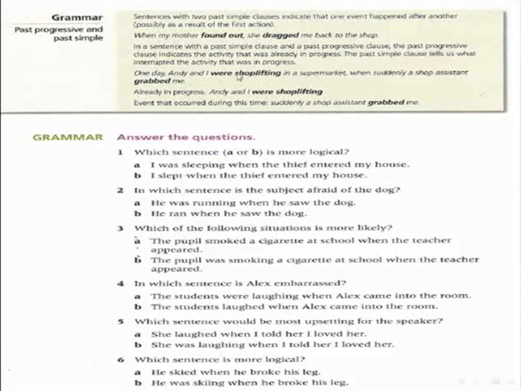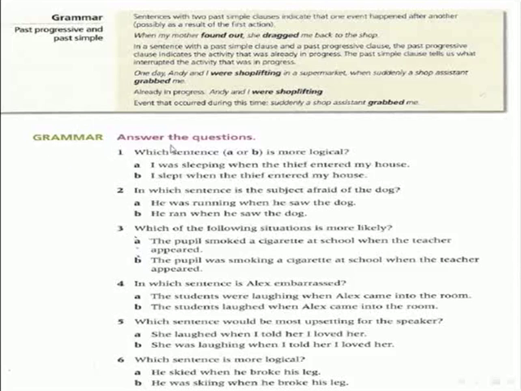This one was already in progress. This one interrupted the progressive here. Grabbed interrupted the one which was in progress. Already in progress, Andy and I were shoplifting. Event that occurred during this time, suddenly a shop assistant grabbed me. So past simple and past progressive, or what we call past continuous.